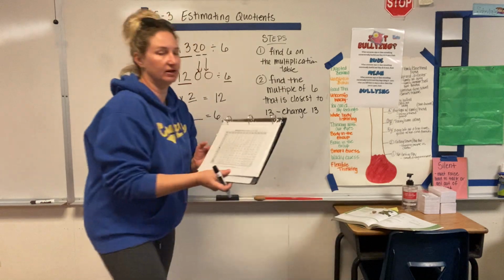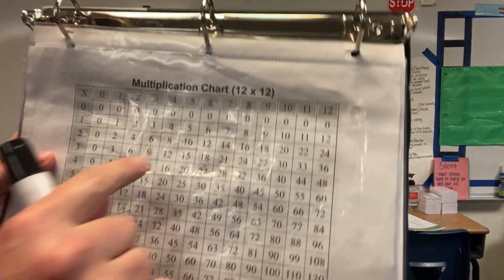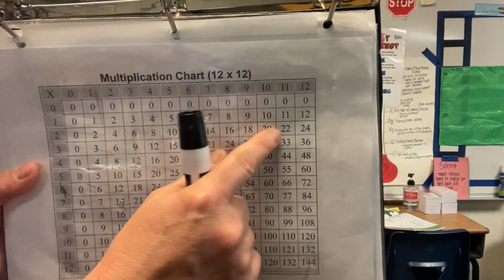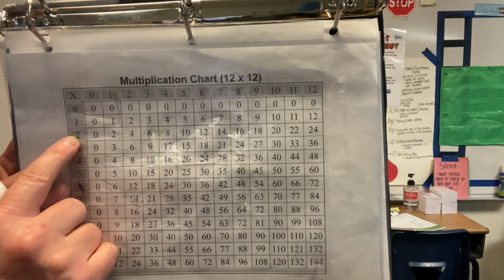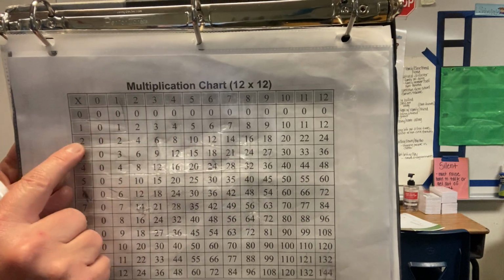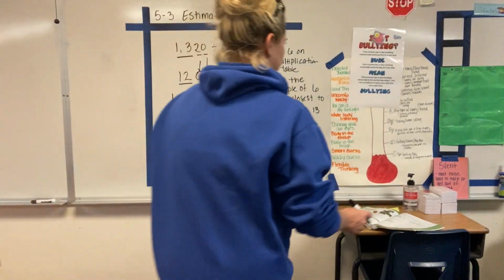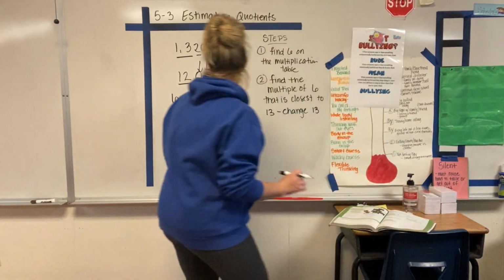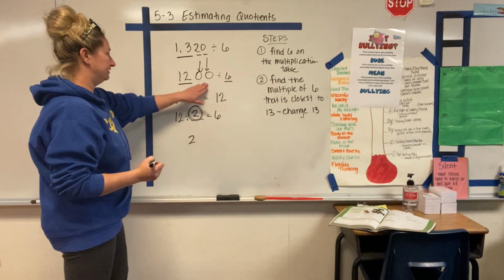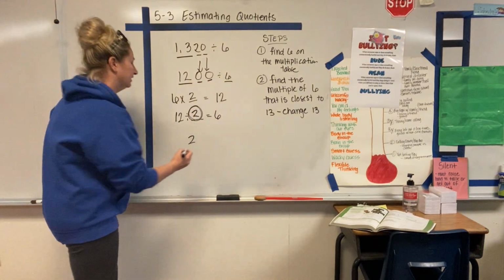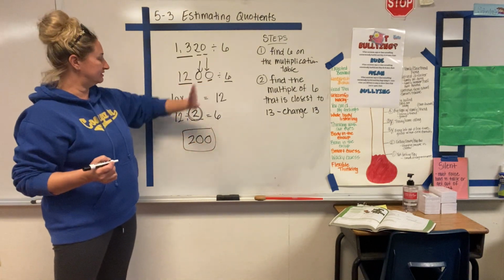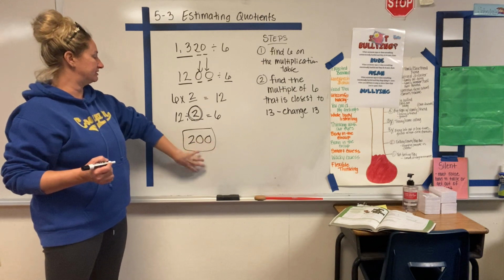And the way that I do that on the multiplication table is I go to 6, I go down to 12 and then I look over, oops, wrong way. Then I look over and that's 2. So 6 goes into 12 2 times. So either way, you're going to get a 2. And then these 2 zeros that you've got here on the end just get added on to your answer. So 1,200 divided by 6 is 200. And this is your estimated answer.